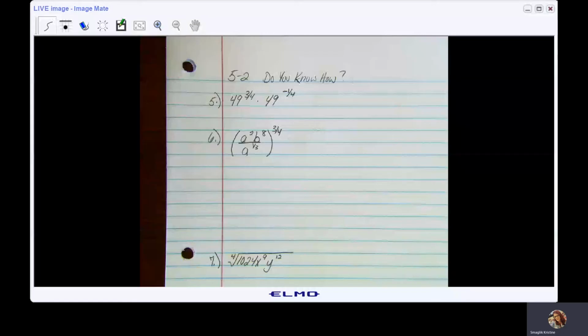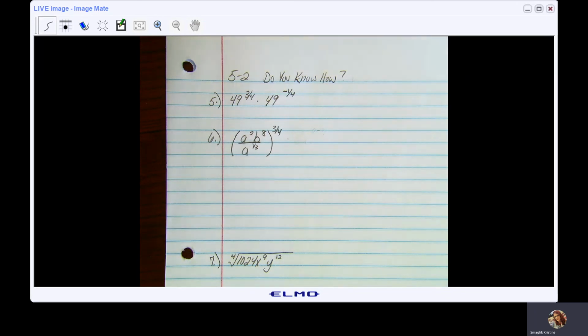In this video, we're going to take a look at topic 5.2, the "Do You Know How" numbers 5 through 7, which correlate with example 1 and example 2 in your text and your notes. So here we go. Number 5, 49 raised to the 3/4 times 49 raised to the negative 1/4.